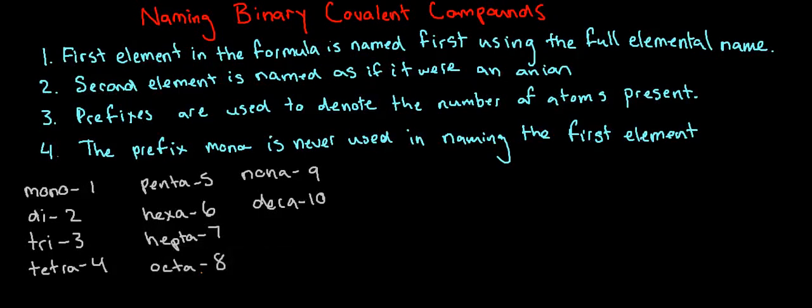If I want to name a binary compound that is covalently bonded, I use the following system. First, the leading element is named first, using the full elemental name. Second, the second element is named as if it were an anion. Third, prefixes are used to denote the number of atoms present. Fourth, the prefix mono is never used in naming the first element.